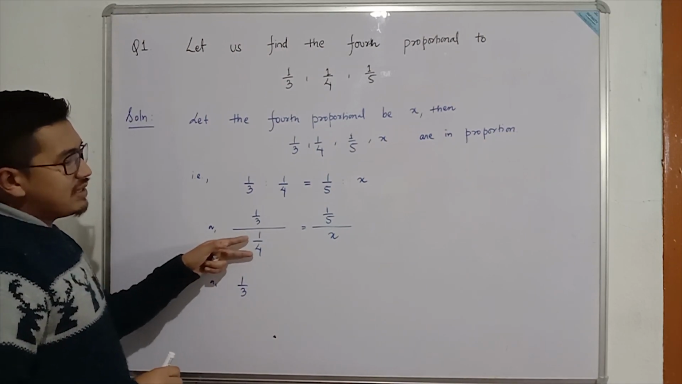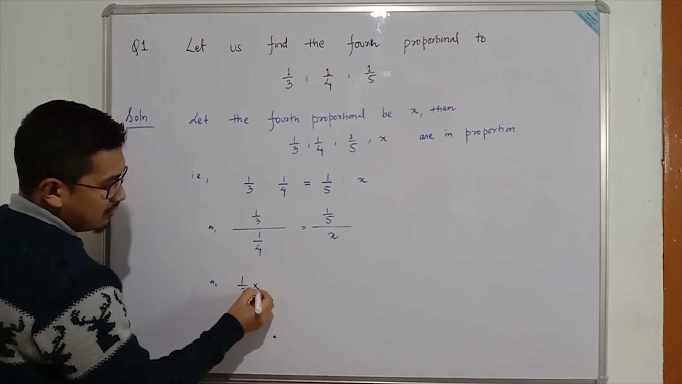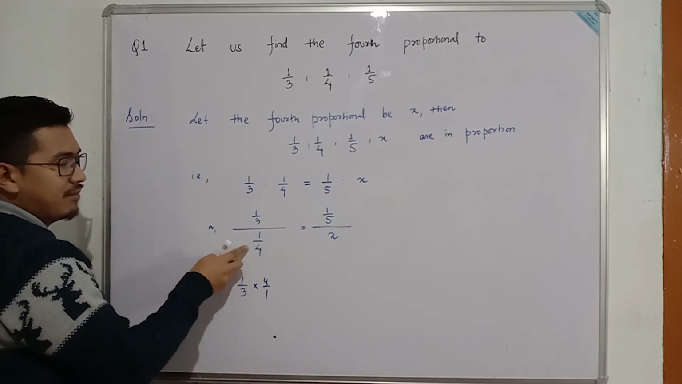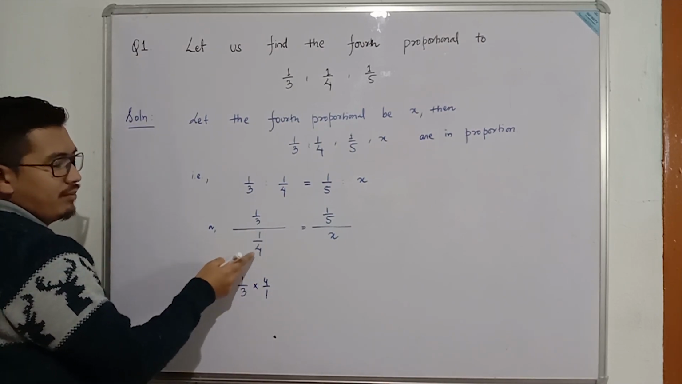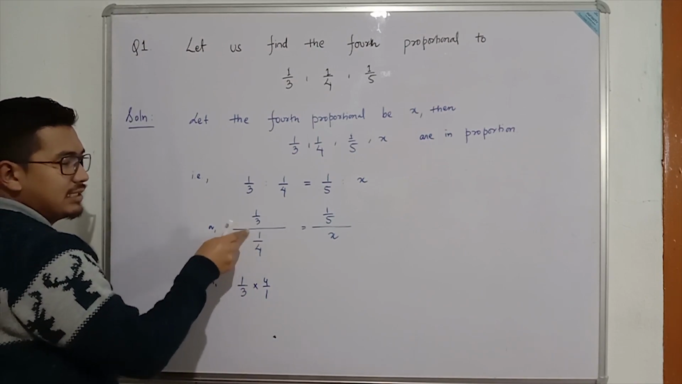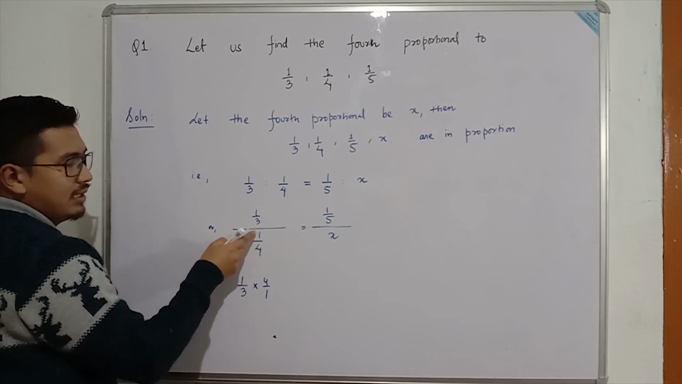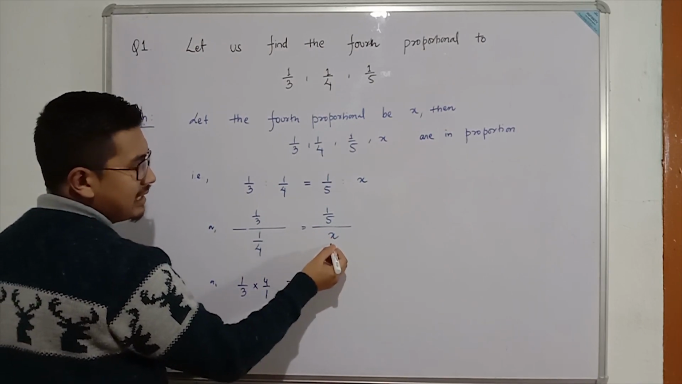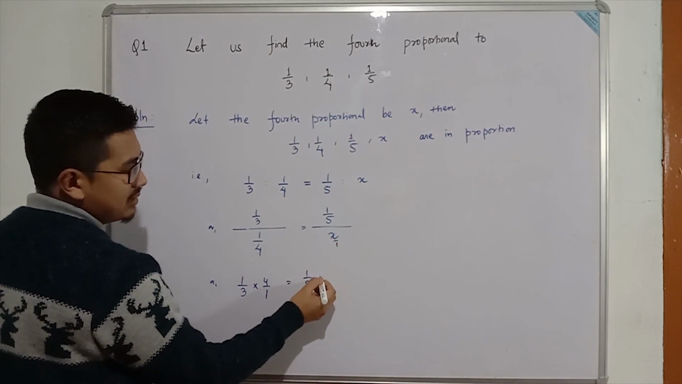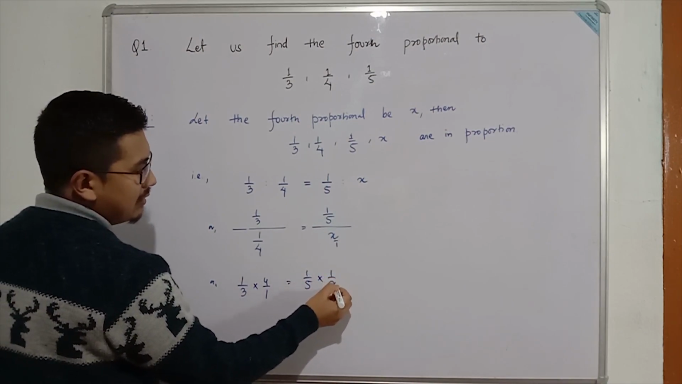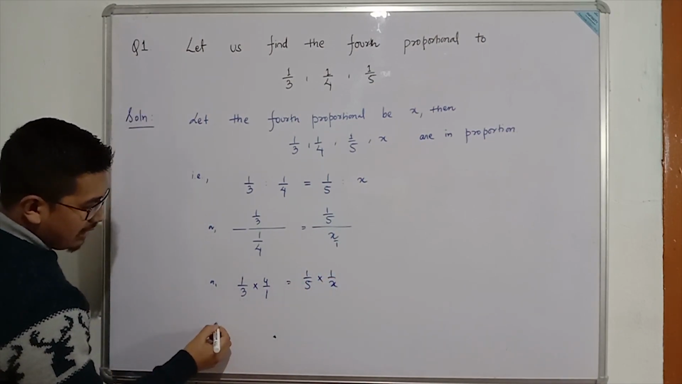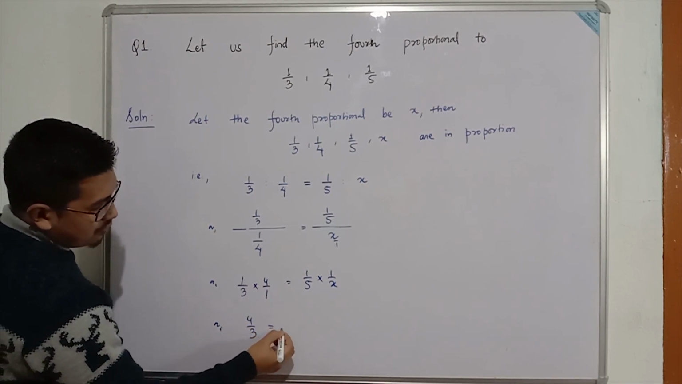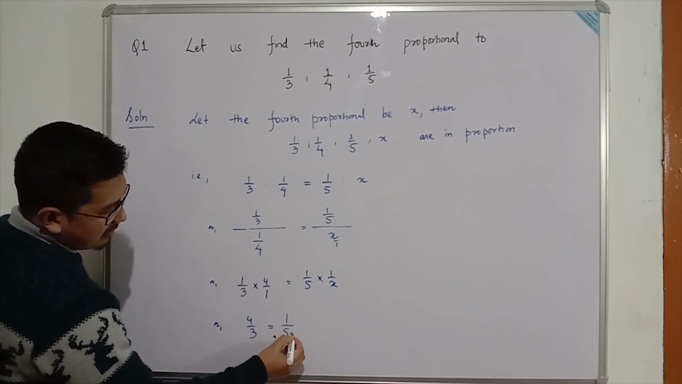That means it is the same as multiplying it with 4 by 1. You are dividing by 1 by 4, which means multiplying by its inverse, that is 4 by 1. So this will be equal to 1 by 5 again divided by x, that is multiplying by 1 by x. So we'll have 4 by 3 is equal to 1 by 5x.